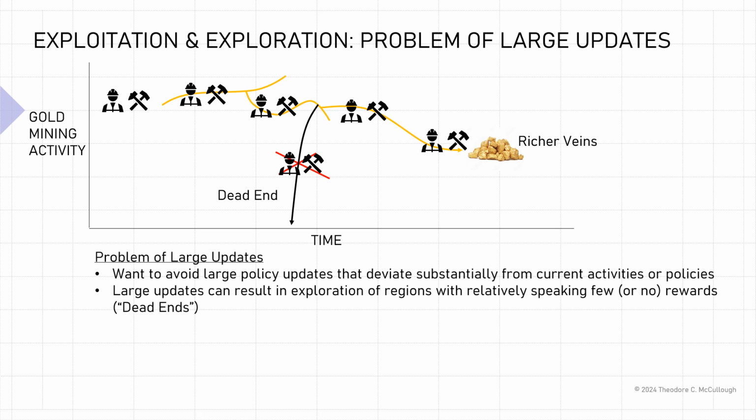In particular, you want to avoid large policy updates that deviate substantially from current activities or policies, because large updates can result in the exploitation of regions with relatively few or no rewards. And these are known as dead ends. And when this happens, you can effectively change or rewrite your policy such that you effectively lose the historical context that was provided by this policy, and you have no ability to get back to this original historical policy.